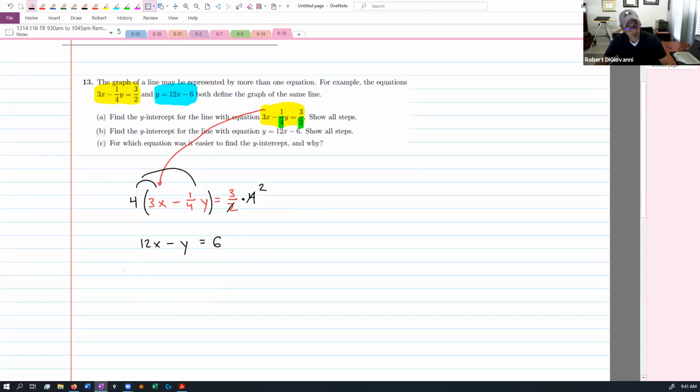And now we have no fractions. So I'm going to find the y-intercept, and to do that, I'm going to set x equal to 0. And that goes away. So I just get negative y equals 6. Divide both sides by negative 1 to get y by itself, and you get negative 6 for the y-intercept. Or as a point, it's (0, -6).